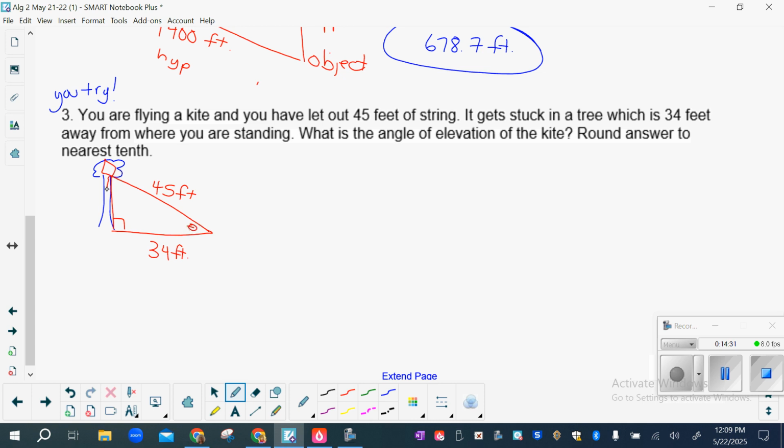Okay, so did you use cosine? Here's the person, with the inverse. They are holding the kite string, so the kite string is going to be your hypotenuse. When you have a kite up in the air, it's usually not straight up above you, it's usually out a distance. And so the 45 feet is here, and then the distance from the person to the tree is 34, so this would be adjacent.